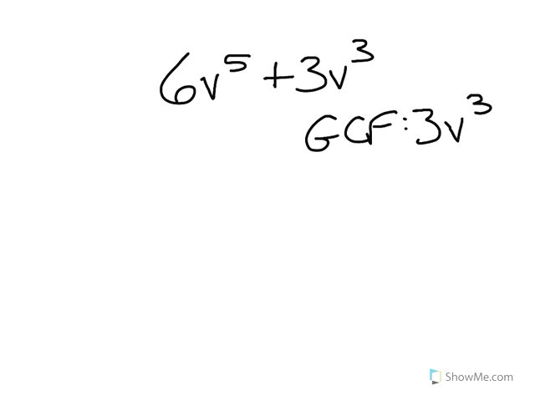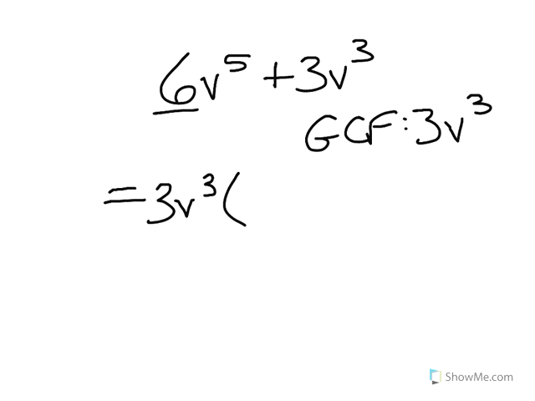So now that we've identified the GCF, identified that 3v cubed is a factor of both terms, let's factor it out. Let's rewrite this product as a product. Well, the GCF is going to be part of our answer every time that we factor it out. Now we have to divide. We're undoing multiplication, so that shouldn't come as a shock.